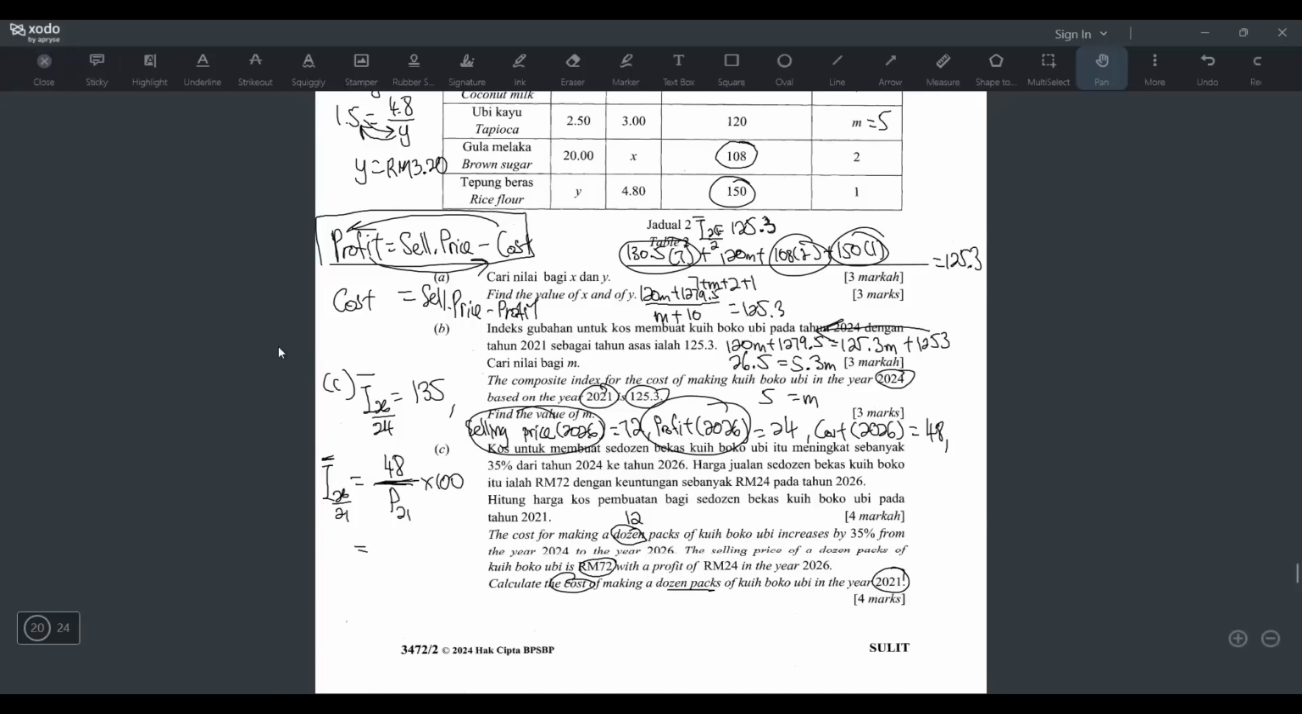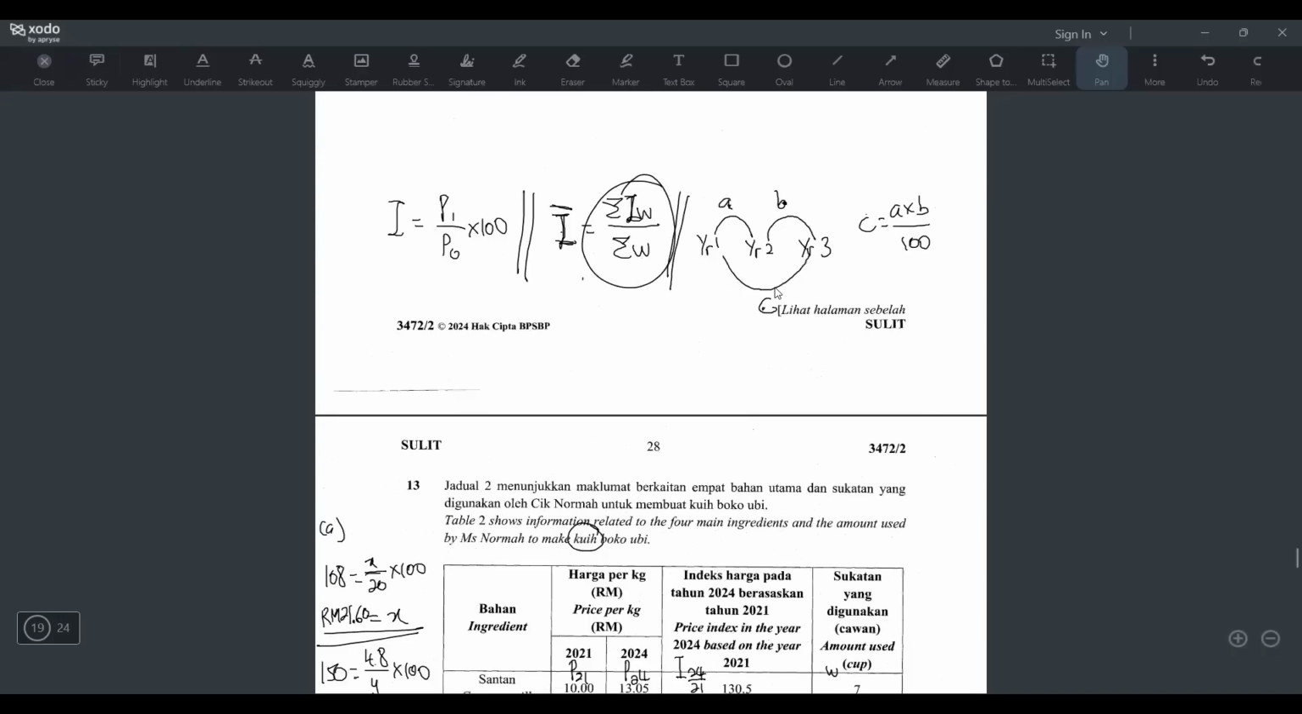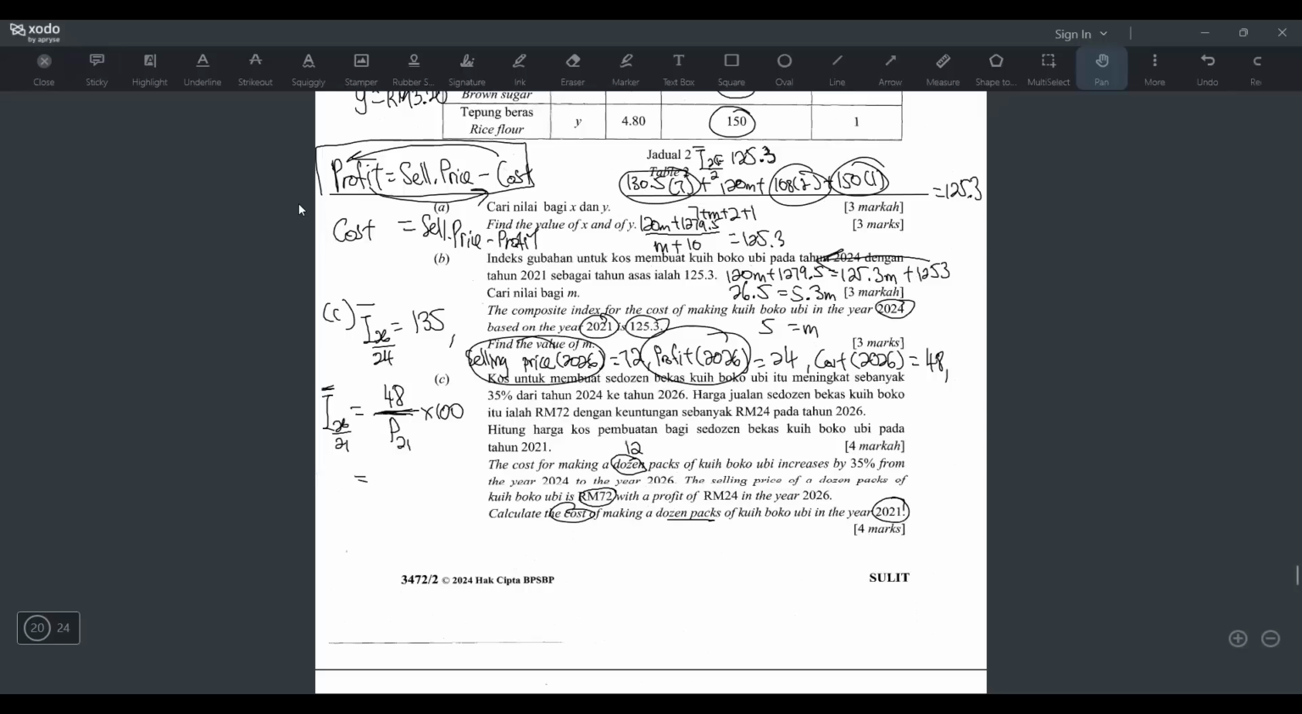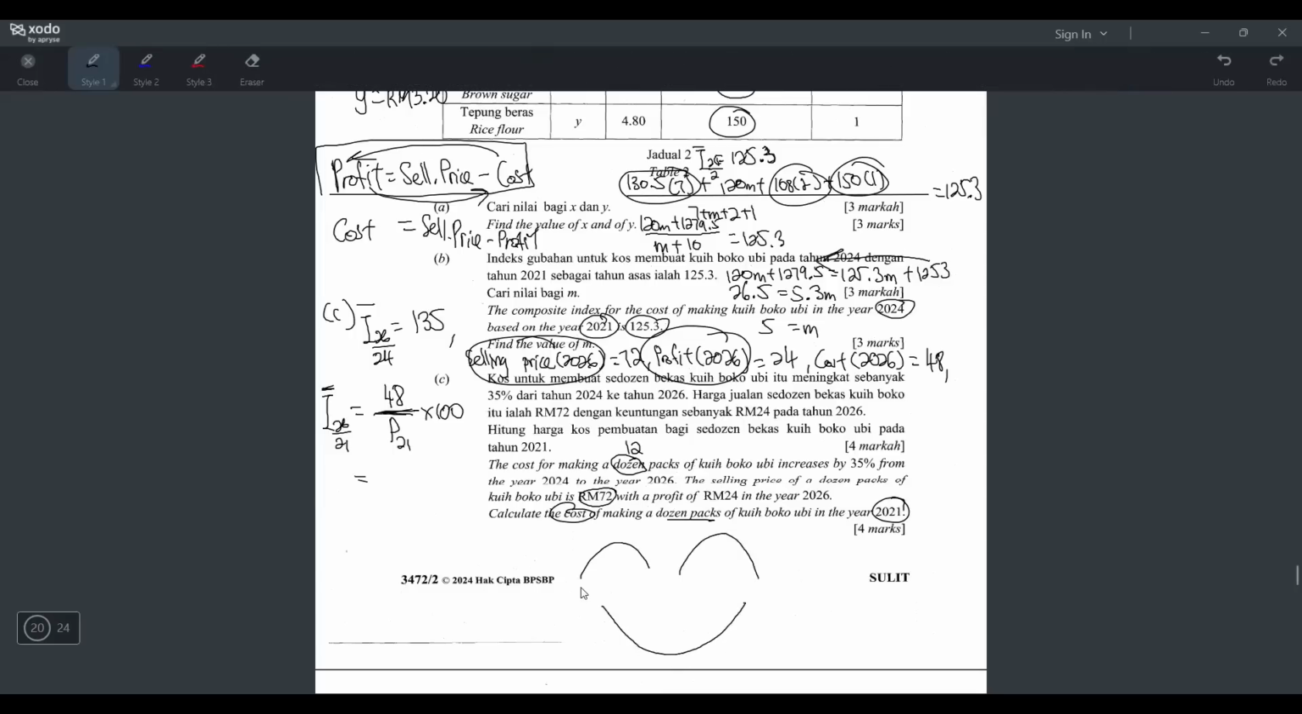This one you have to use the third formula, the smiley face method like this. When you use this method, you will involve all the 3 years, right? And if you look at the question, there are indeed three years here: 2021, 2024, 2026. So let me draw the smiley face like this, and you will write the year. Start with the first year, so the first year here is 21, 24, 26. So 21 followed by 2024, followed by 2026, right?